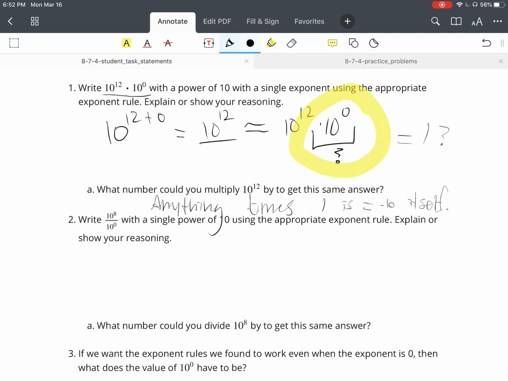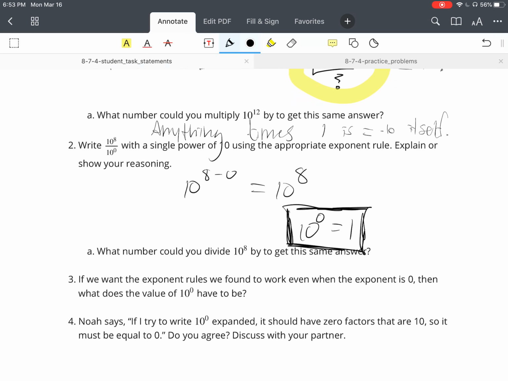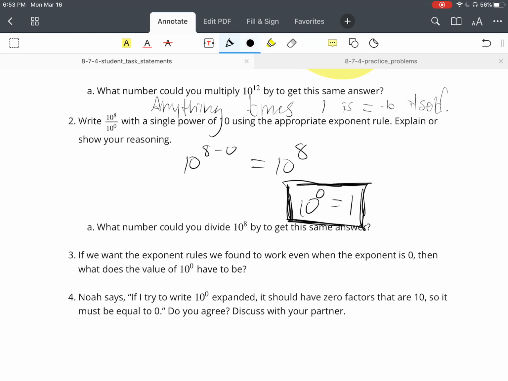Write 10 to the 8th over 10 to the 0 as a power of 10 with a single exponent using the appropriate exponent rule. Once again, that's going to be 10 to the 8 minus 0 because we subtract exponents, but 8 minus 0 is just 8. So this really makes me think 10 to the 0 is equal to 1. Why is Maestro boxing this? If we want the exponent rules we found to work even when the exponent is 0, then what does the value of 10 to the 0 have to be? How do I copy something? You know what, I'll just rewrite it. 10 to the 0 has to equal 1.